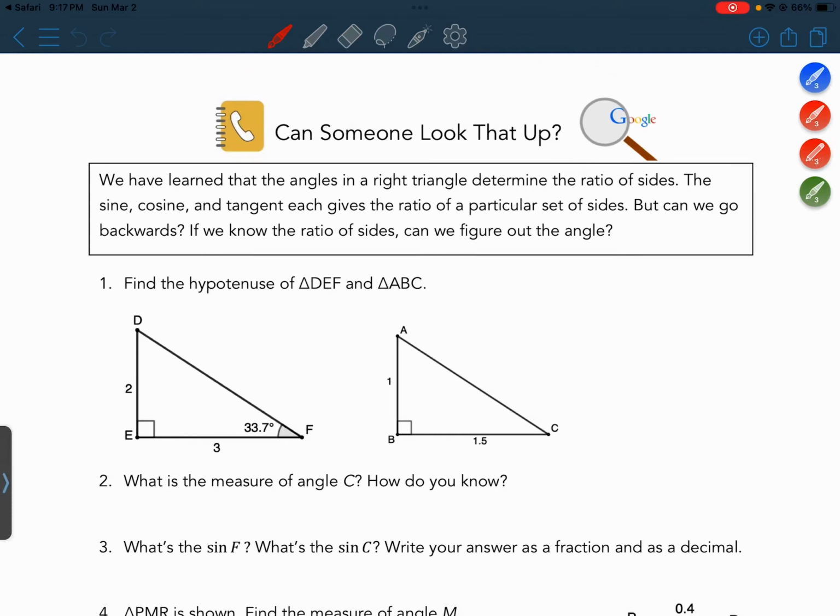This video is for the activity called Can Someone Look That Up? All right, so I'd like you to work on the first page with your groups for about 20 minutes. And then after those 20 minutes are up, you can go ahead and unpause this video and we'll do the debrief. All right, so go ahead and start your 20 minutes.